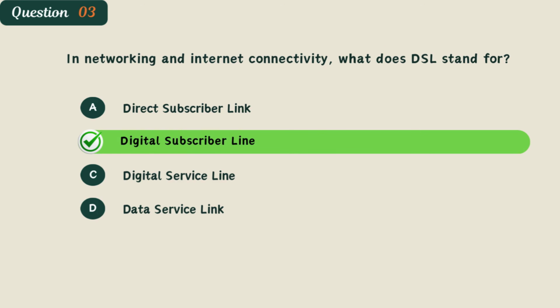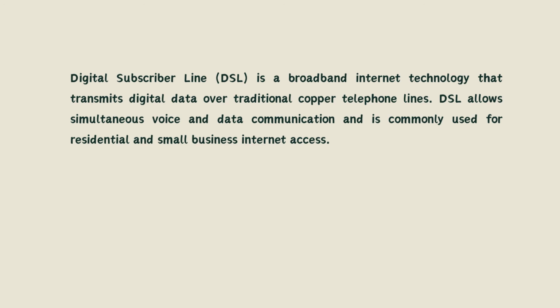Correct answer. B. Digital Subscriber Line. Digital Subscriber Line, DSL, is a broadband internet technology that transmits digital data over traditional copper telephone lines. DSL allows simultaneous voice and data communication and is commonly used for residential and small business internet access.